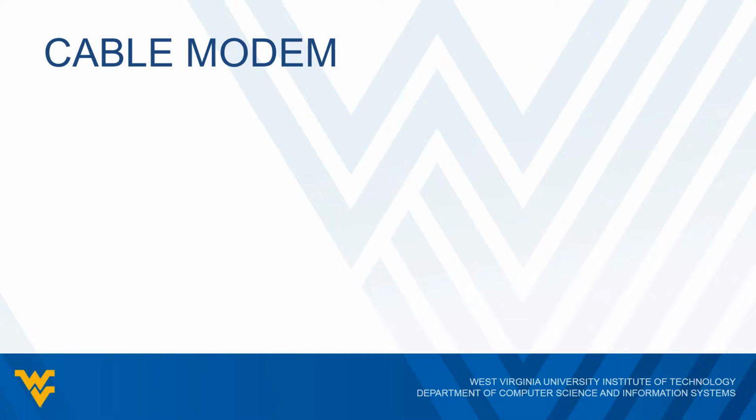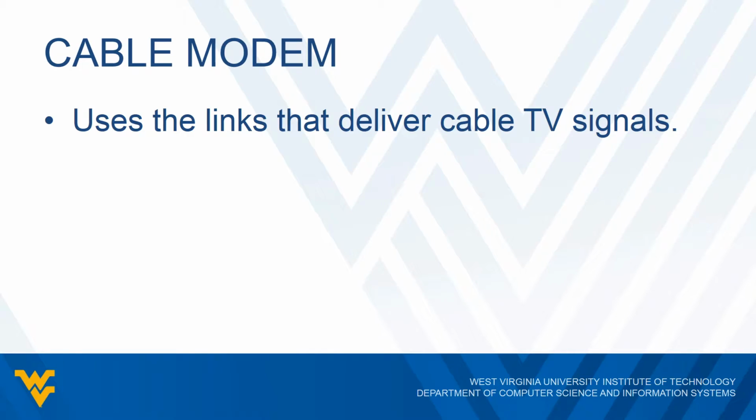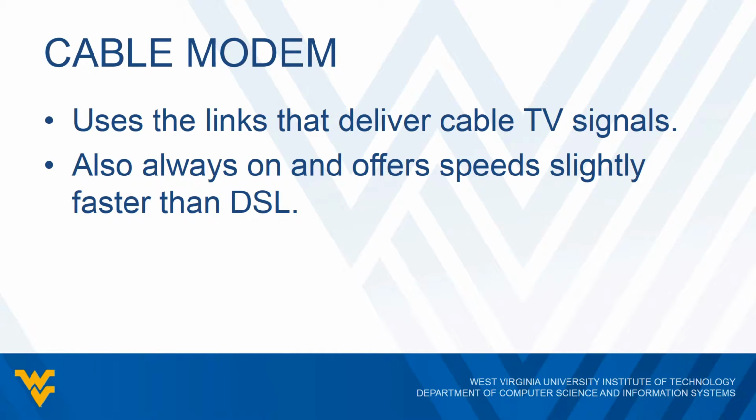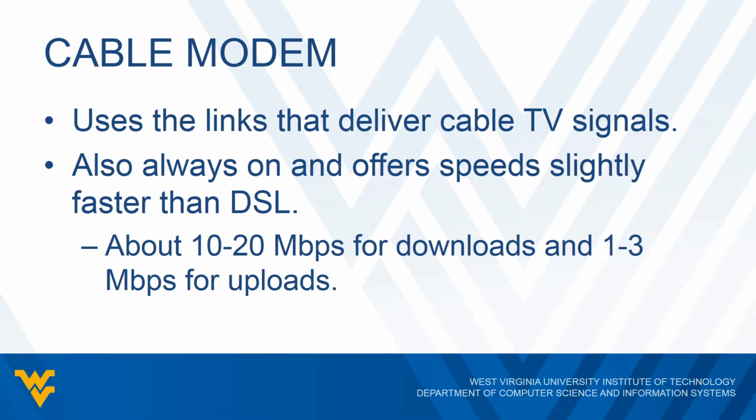The second option for broadband communications is the cable modem. And this technology makes use of the links that deliver cable TV signals into your home. So it's offered by cable TV providers. Some of the link capacity previously allocated for TV signals is now used for data communications. And just like DSL, a cable modem also provides an always-on link and offers speeds slightly higher than those available from DSL. So, for example, usually we have about 10 to 20 megabits per second for downloads and maybe 1 to 3 megabits per second for uploads.